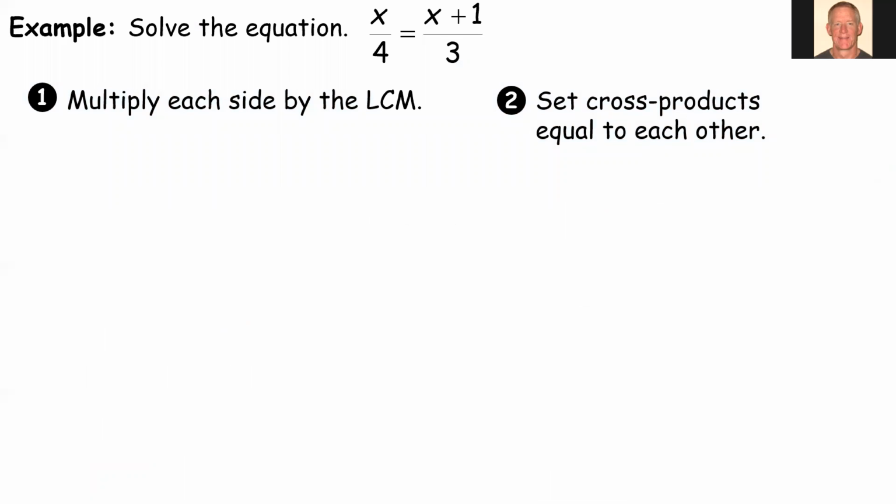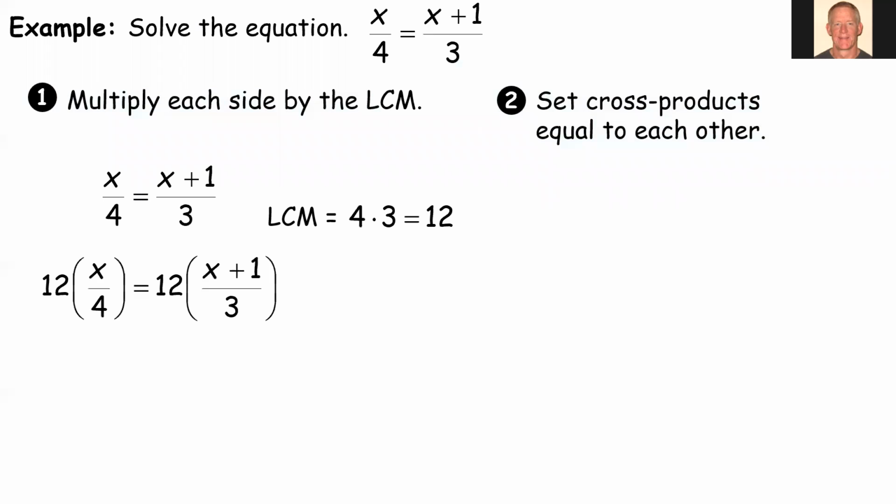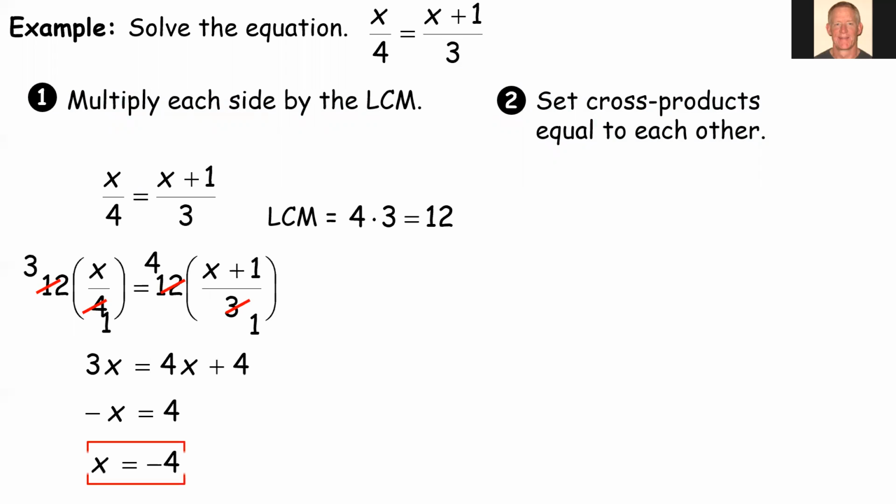So let's do a few by the LCM method, then we'll do a couple examples by the cross product method. Actually, no, this one we're going to solve both ways. Okay, so let's do the LCM first. So we have 4 and 3 in our denominator. So the LCM is going to be 12. So let's multiply both sides by 12 and begin to simplify. So we're going to get 3 on the left side. Here we're going to divide by 3, so we're going to get 4. So we have 3x equals 4x plus 4. So let's subtract 4x from both sides. We get a negative x equals 4, or x equals negative 4 if we just divide or multiply by negative 1.